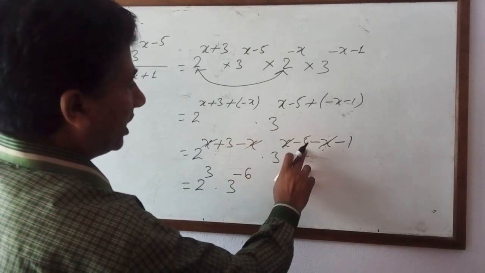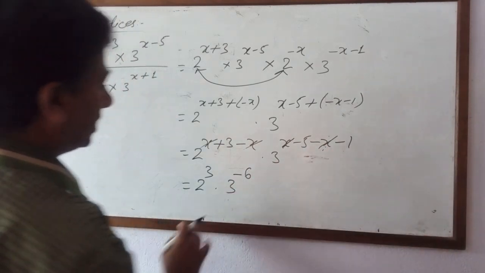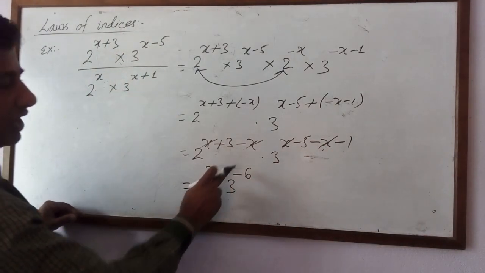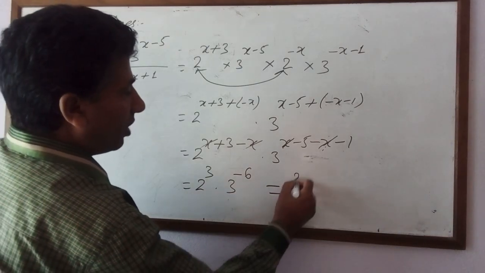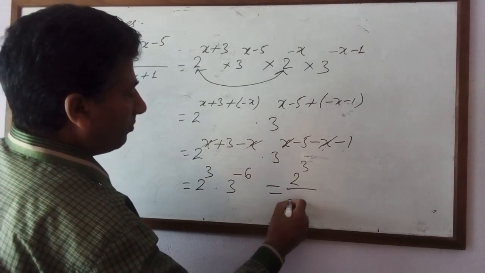Now it will be minus 6, minus 5, minus 1, minus 6. Now this is negative. It has power negative. How to make it positive? 2 power 3 and 3 power 6.